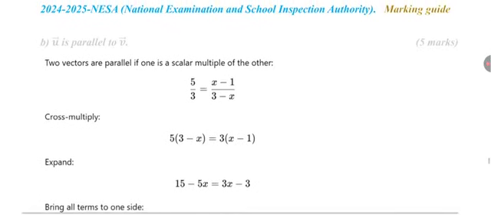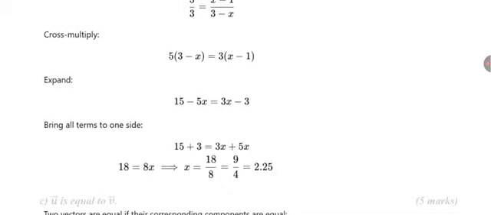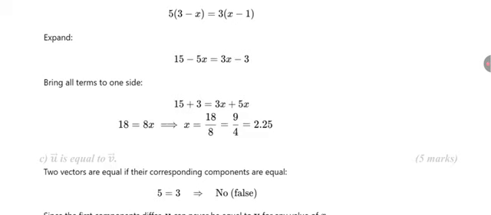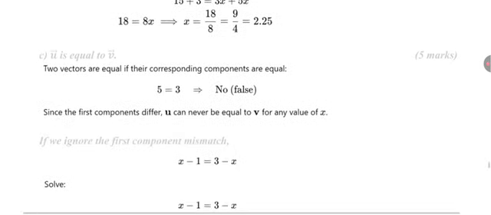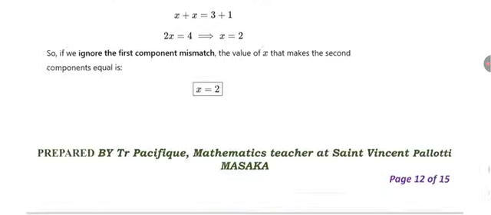And then here there is b, u vector is parallel to v. If it is parallel, u vector will be equal to k times v vector, and then you cross multiply or expand and bring all terms to one side to get the exact answer. And if the u vector is equal to v, then you get no. And if we ignore the first component mismatch, we have to solve that solution.